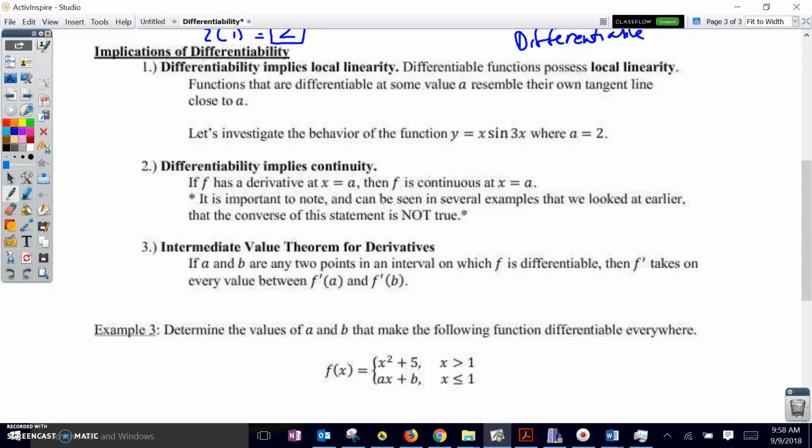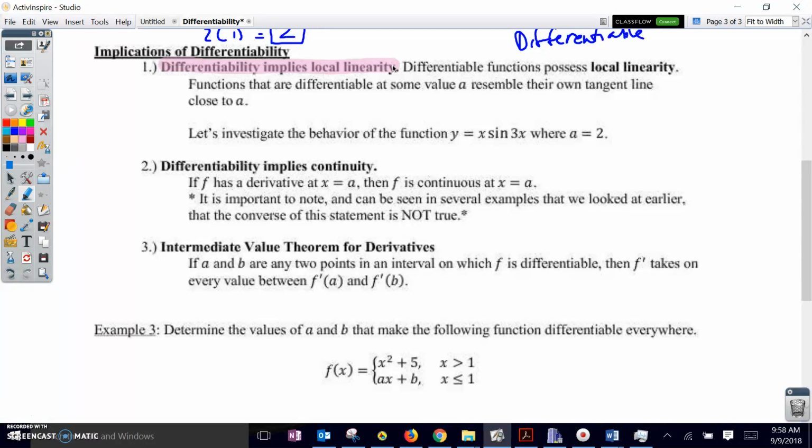Okay, welcome back everybody. In this video we're going to continue our discussion of the implications of differentiability, and we're going to talk a little bit about local linearity. We left off with the implications of differentiability at the end of the last video, and so let's look at the first implication of differentiability, and that implication is that differentiability implies local linearity.